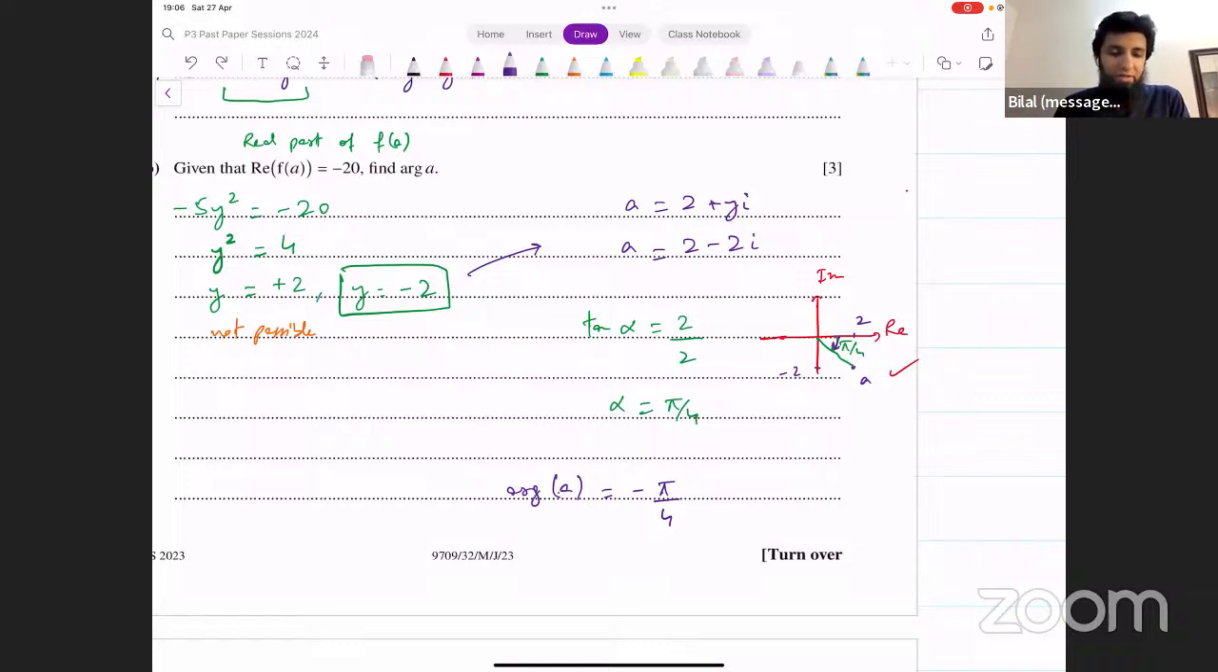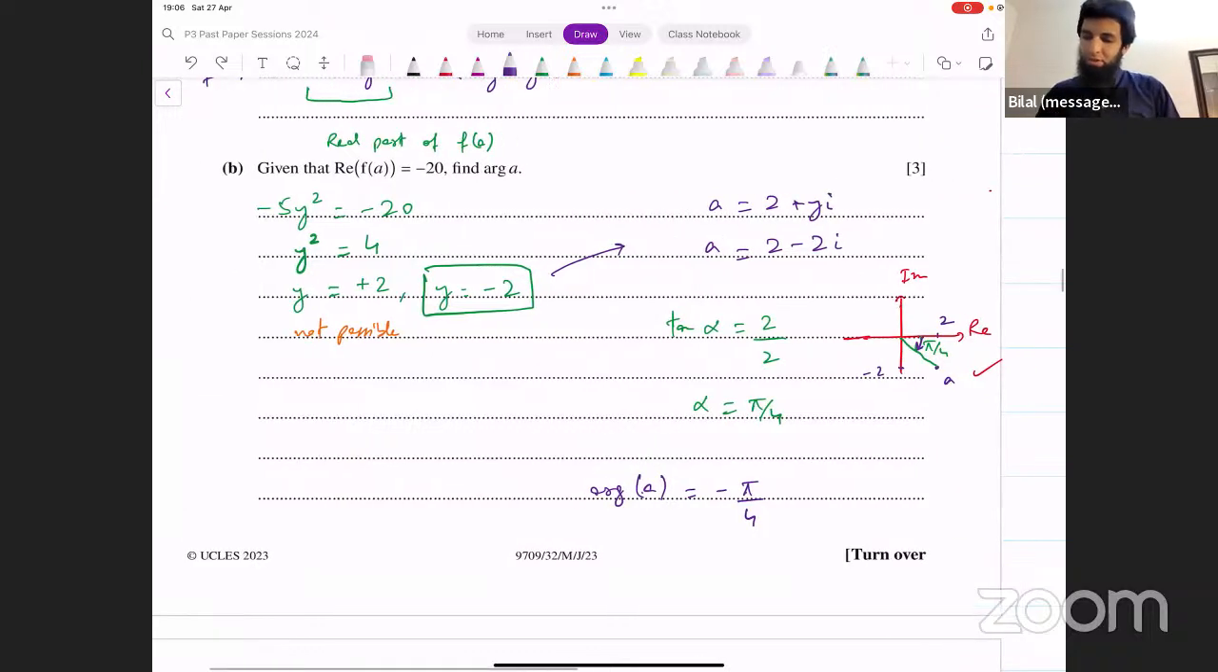Does that make sense to everyone? Any problem with this? No questions?